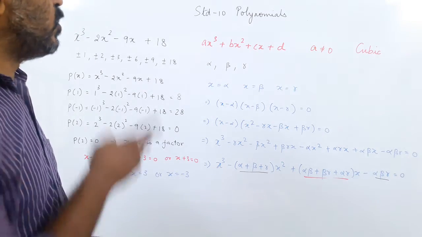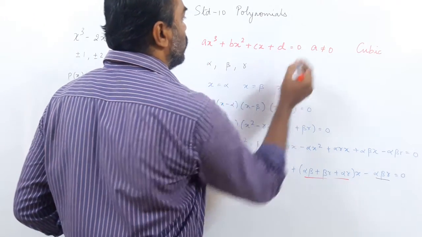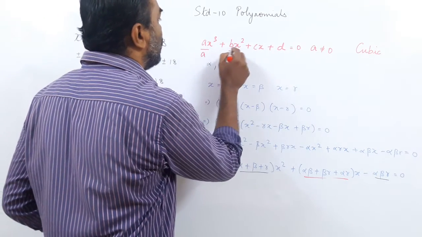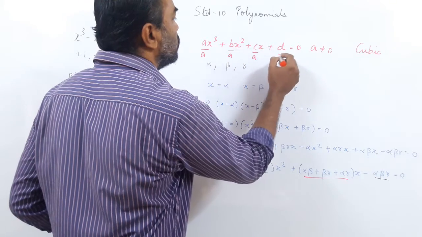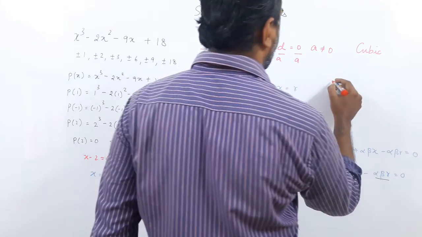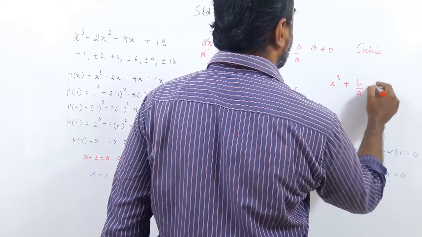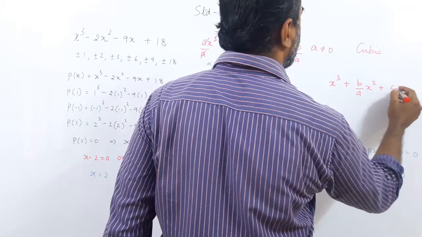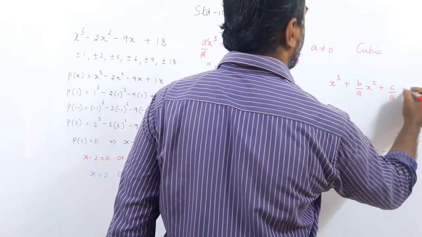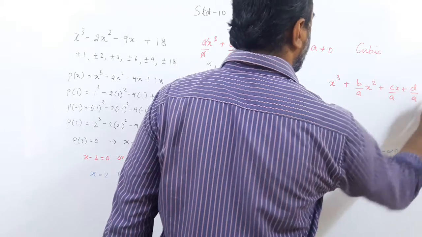So we'll do the same thing that we did before. If this equation is equal to 0, then I'm going to first divide everything by a. So the a and b get cut. What am I left with? x cube plus b by a x square plus c by a x plus d by a equal to 0.